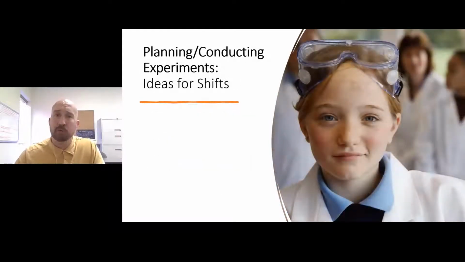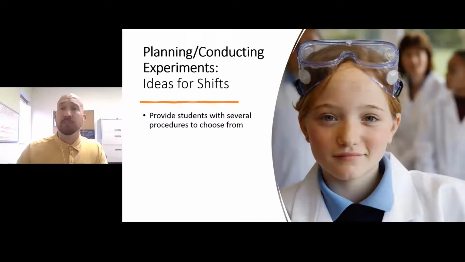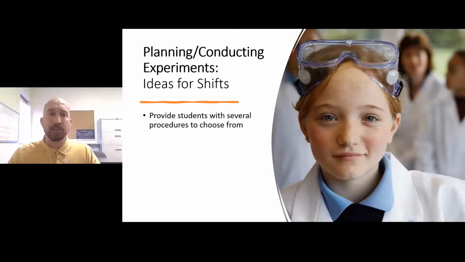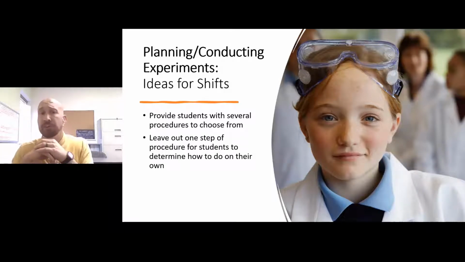Some ideas for subtle shifts to planning and conducting experiments, similar to ideas for questions: give students several procedures that they can choose from. Collectively, maybe 1 group within a class takes 1 procedure, another group in a class completes a different part of the procedure. The class as a whole may engage in the full scientific investigation, but each student or group of students engages in just 1 component of the procedure. You could consider leaving out just 1 step of a procedure, give them all further instructions, but leave out 1 step and require them to determine how best to complete that 1 particular task on their own.